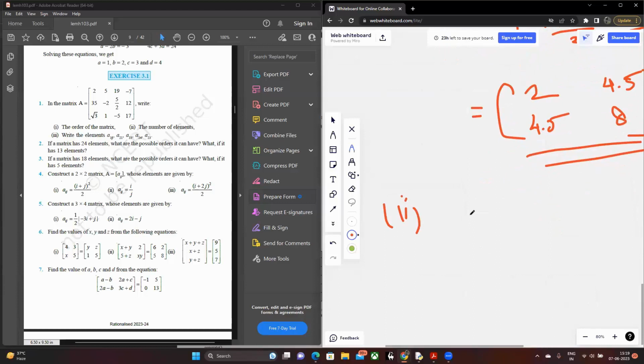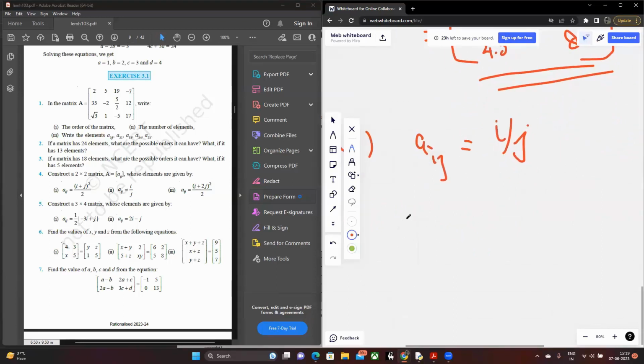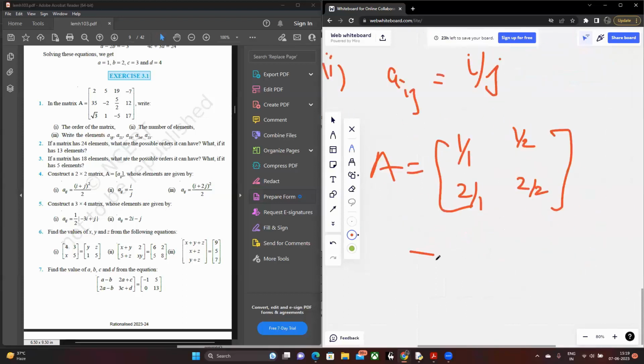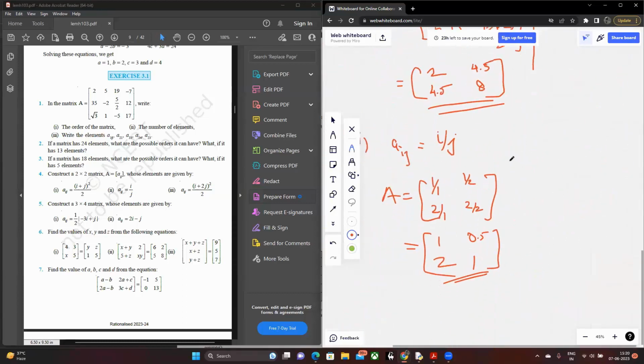Part 2 has Aij is equal to i divided by j. Right? So you have A is equal to the matrix of 1 by 1. This is going to be 2 by 1. This is going to be 1 by 2. And this is going to be 2 by 2. Right? Which is basically 1 over here. This is going to be 0.5 and this is going to be 2. Alright. And then the third question.